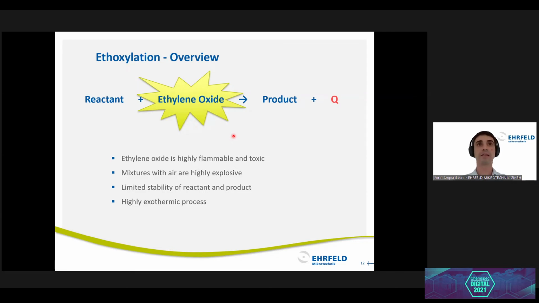Ethylene oxide is highly flammable and toxic. Mixtures with air are highly explosive in a range from 2.6 up to 100% in volume. There is a limited stability of the reactant and the products. And finally, as I said before, it's a highly exothermic process, so there is a heat release. All these parameters make this process difficult to handle in batch conditions.